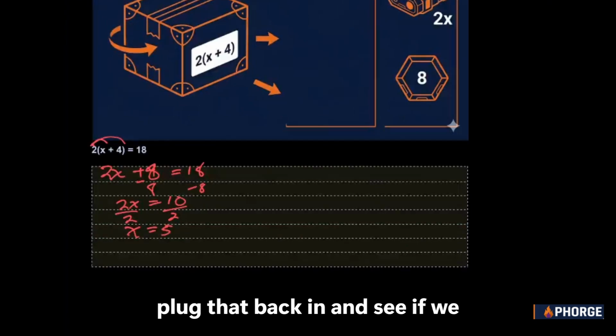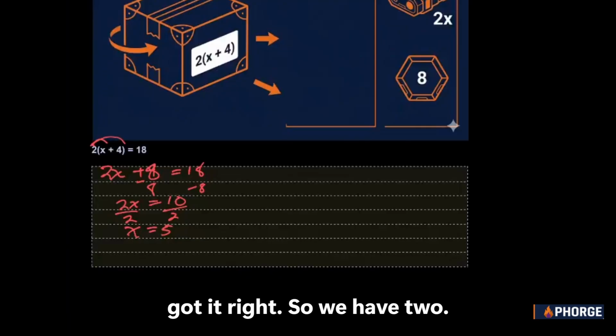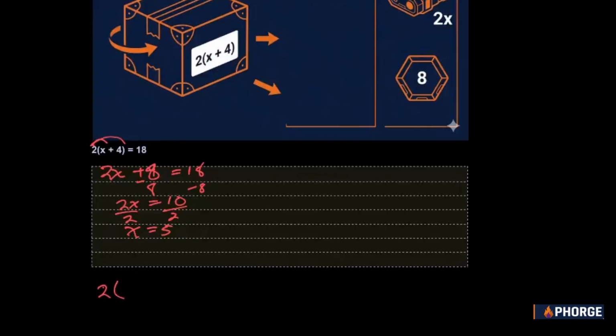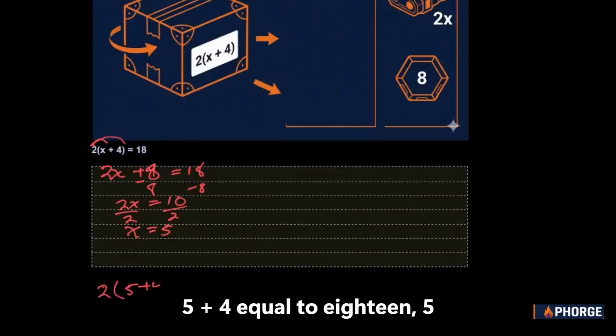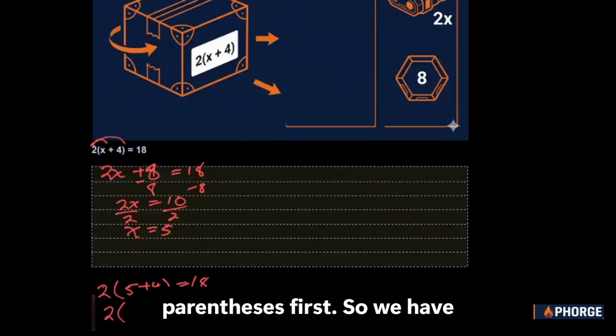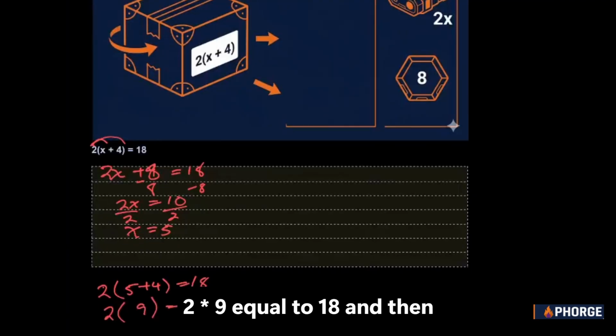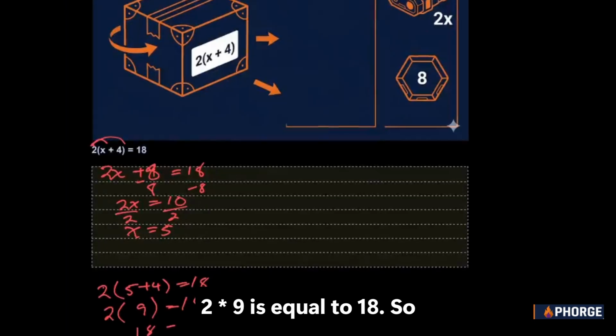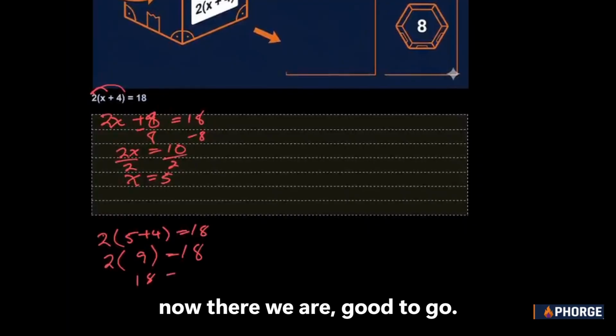And we can plug that back in and see if we got it right. So we have 2 times the quantity 5 plus 4 equal to 18. 5 plus 4 is equal to 9, because remember, in PEMDAS we do parentheses first. So we have 2 times 9, and 2 times 9 is equal to 18. So now, there we go. Good to go.